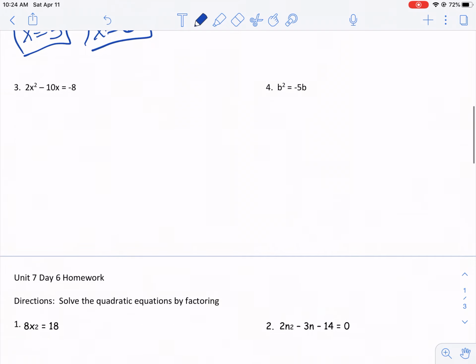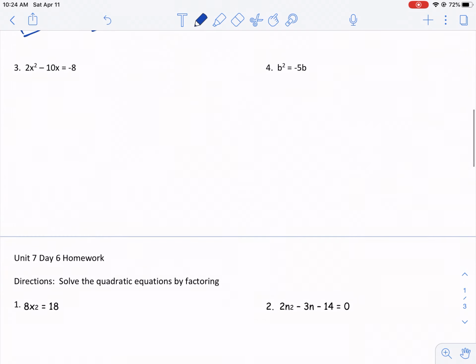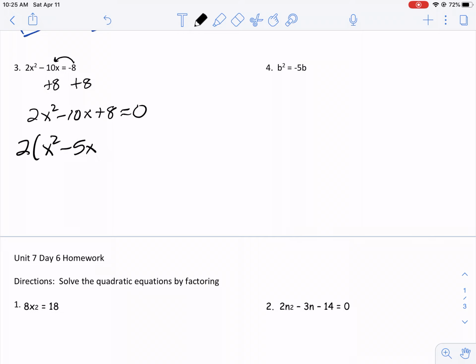All right, number 3. First step said make sure your equation's equal to 0. This one's not. You always want to keep your squared term positive. It's easier to factor that way. So I'm going to move the negative 8 over here by adding. It does not combine with any of the terms already there, so I'm going to make sure the polynomial is in order. Okay, at the top of my list is a GCF. I have one this time, so I'm going to pull out a 2. That's going to give me x squared minus 5x plus 4 equals 0.